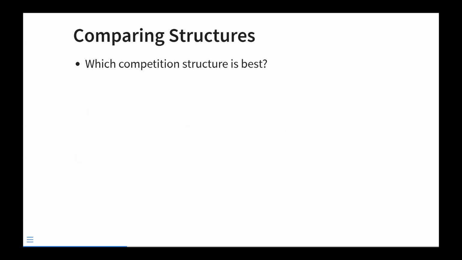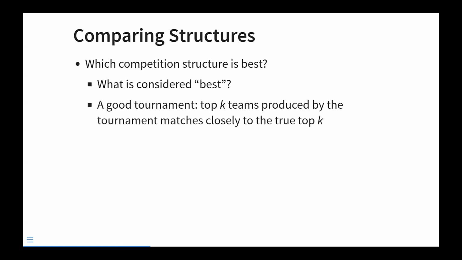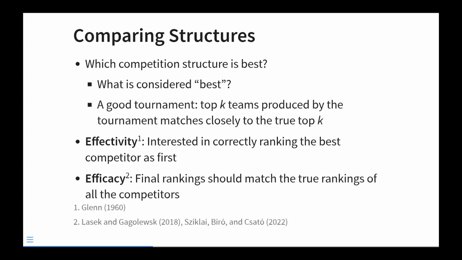So for us, we want to determine which competition structure is best. But first, we have to consider what is best in our case. For us, a good tournament is where the top K teams produced by the tournament matches closely to the true top K teams. So in established literature, there are 2 main ways to look at this. One is effectivity, where you're interested in correctly ranking the best team as first. And there's efficacy, where the final ranking should match the true rankings of all of the competitors.